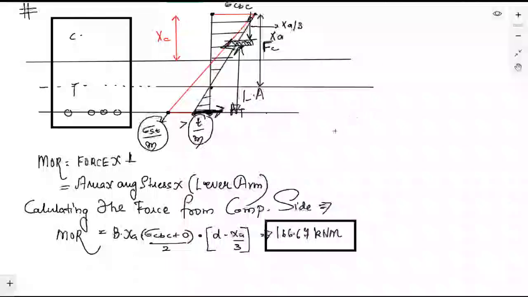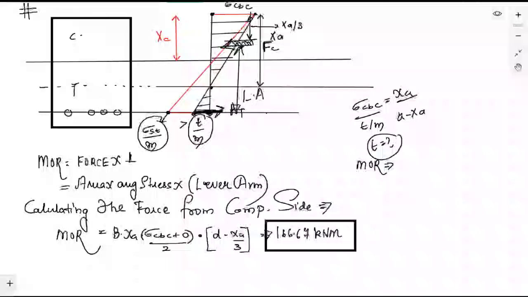But if you want to use the tension side, then you first have to calculate the value of T by M using similar triangles. Sigma CBC by T by M is equal to XA upon D minus XA. From here, first you have to find T. And after the calculation of T, you can calculate the moment of resistance. The moment of resistance is force. Force is equal to area into average stress.